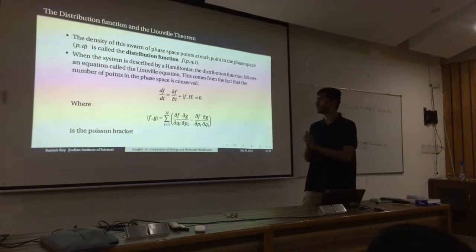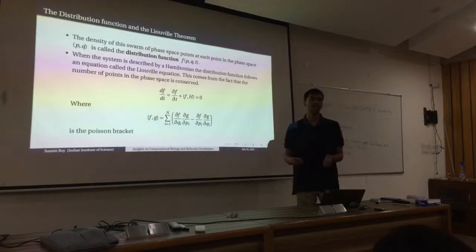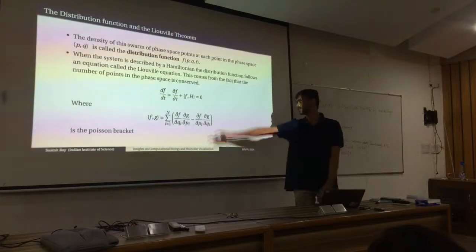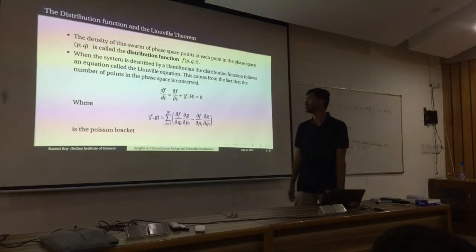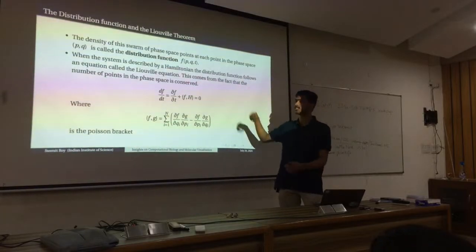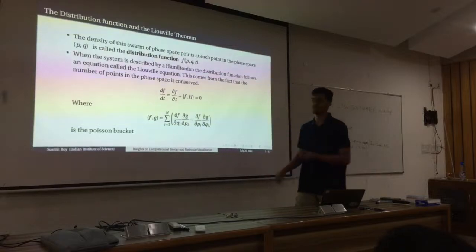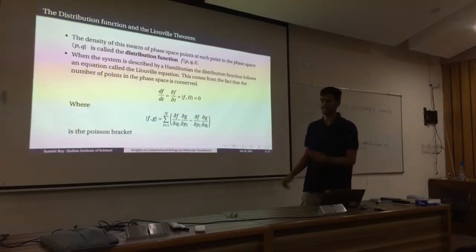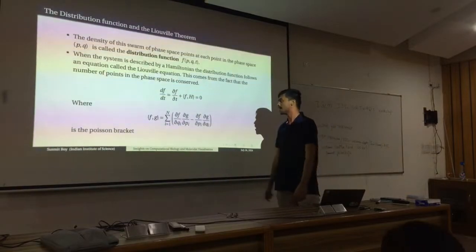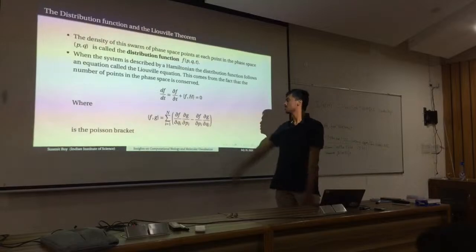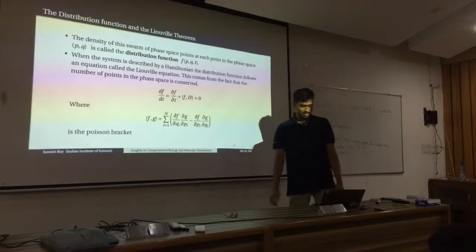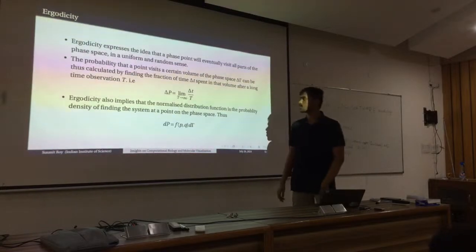Now if you have this distribution function and your system follows Hamiltonian dynamics, you can show that this equation called the Liouville equation is valid. This states that the distribution function doesn't change its density as you move along with the trajectory of any particle in the system. And this is called the Poisson bracket, which is defined in this way. So the Poisson bracket of f and H plus del f by del t is 0, which is Liouville's equation.